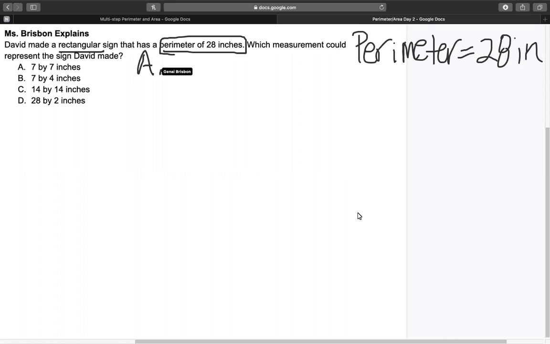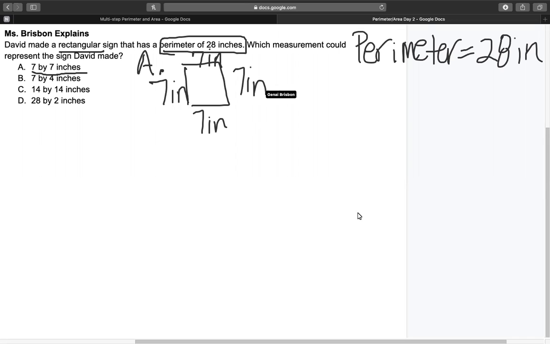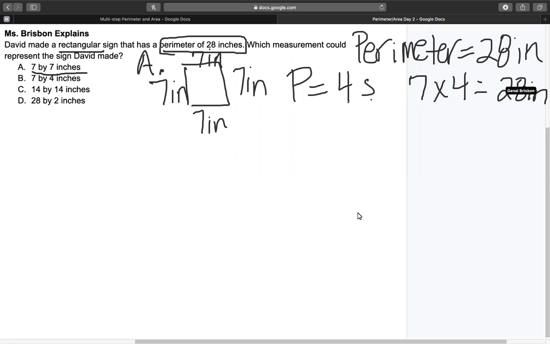Start with A. I recognize that it says 7 by 7, the same number for my length and my width, so I know it's a square. A square has 4 equal sides. So I have 7 inches all around. I know perimeter of a square equals 4 times the side. So that means 7 times 4, or 4 times 7. I know 7 times 4 equals 28. So the perimeter for A is 28 inches. That is the perimeter I am looking for. So I'm going to put a star right here. I think A is probably the answer, but I'm going to prove it.